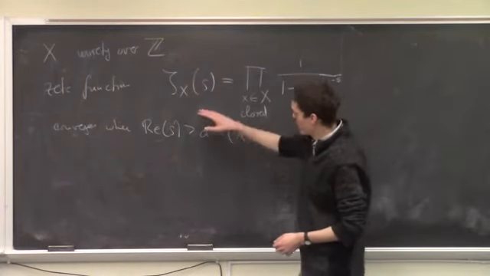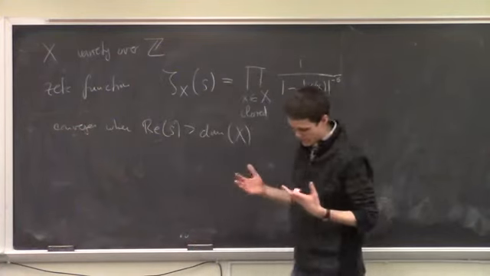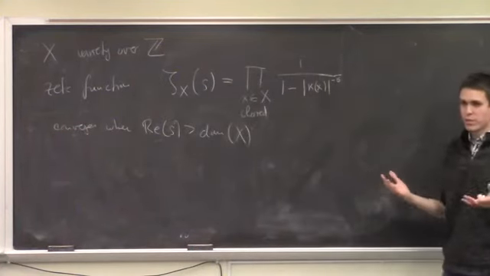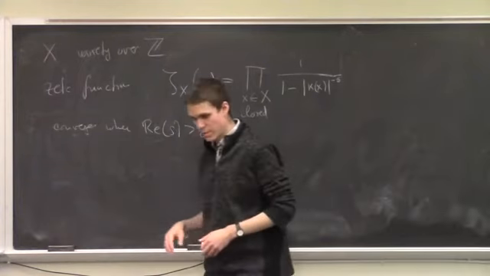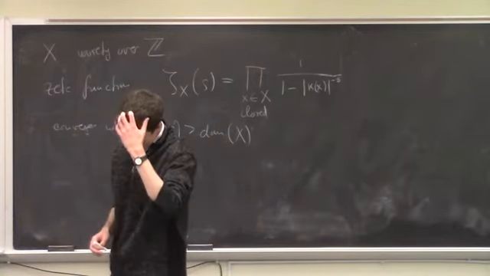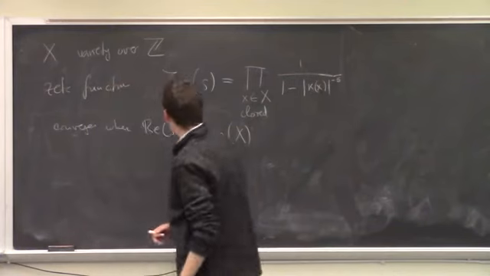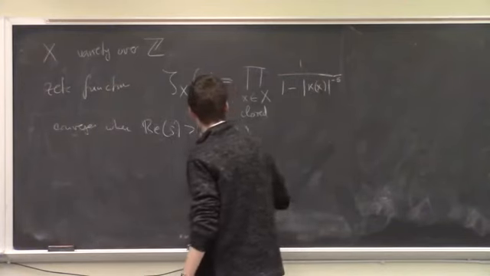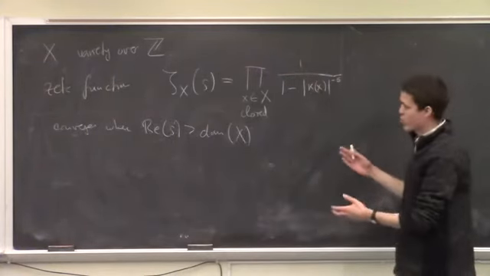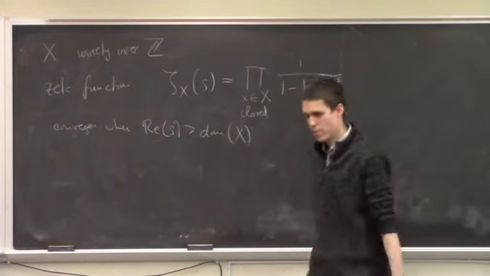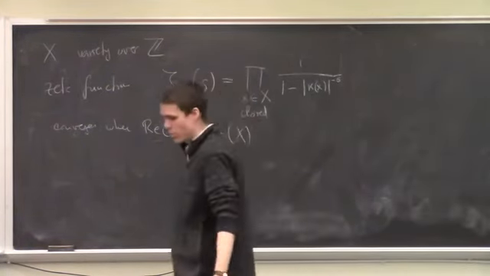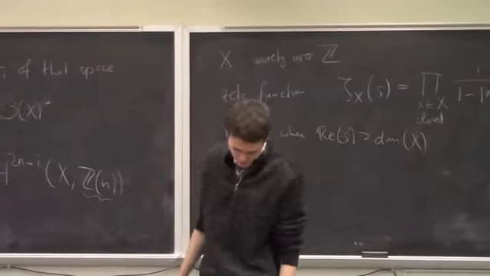And more generally, if X is the spectrum of a ring of integers in a number field, this is a Dedekind Zeta function. And conjecturally, this has a meromorphic extension to the whole complex plane, but this is an open problem. I mean, we know it for the usual Zeta functions, but not in general.